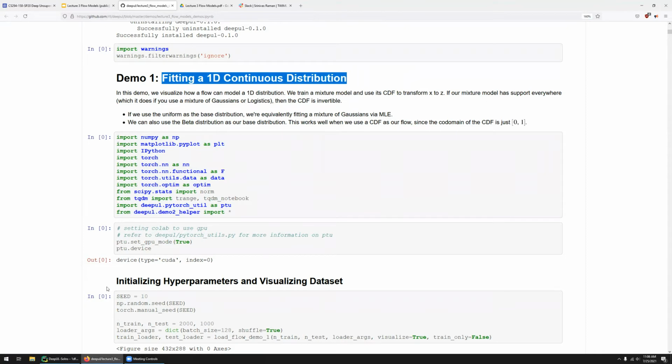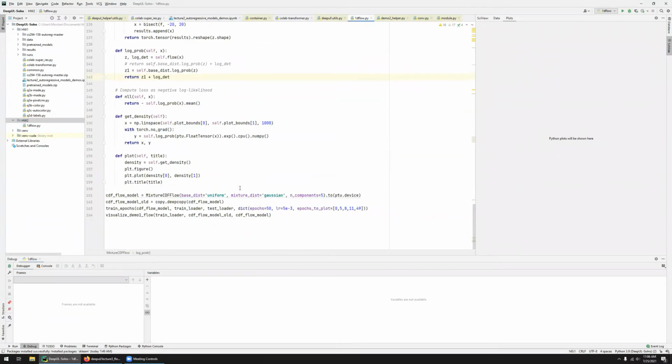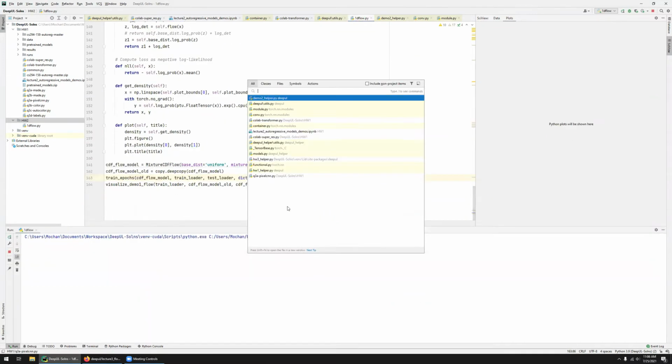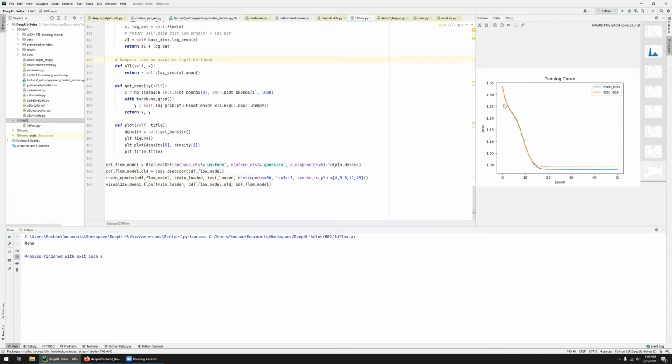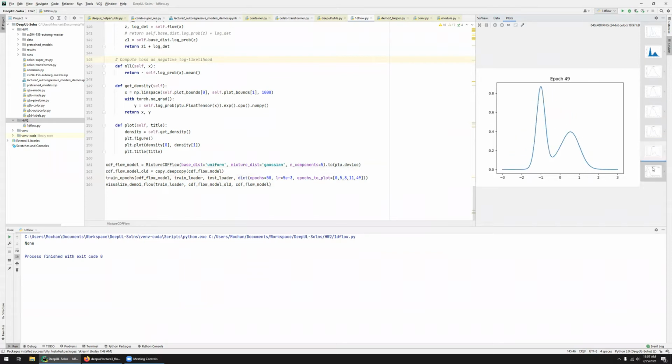So let me show. I copied over the code from the notebook to this file. When you run it, it shows you the mixture of Gaussians that they start with, and then they create the dataset from it. And then at each step of the training, these are the distributions that it is changed to, right? And then this is the training curve, the training loss and the test loss.